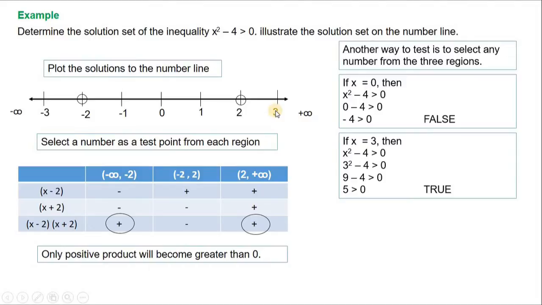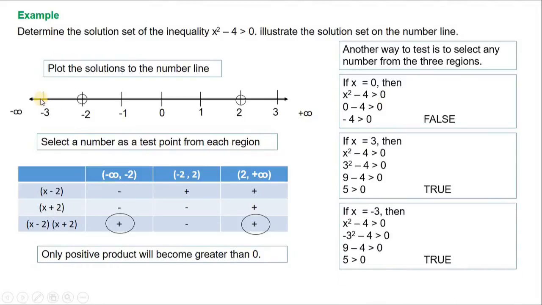Si 3 is nasa right side na ng ating boundary. Okay? So if x is equal to 3, substitute the value. I have x squared minus 4 greater than 0. If x is 3, that's 3 squared minus 4 greater than 0. So that's 9 minus 4 greater than 0. So 5 is greater than 0. So that's true. So it means that 3 is part of the solution. So if 3 is part of the solution, it means that hanggang positive infinity is part of the solution.